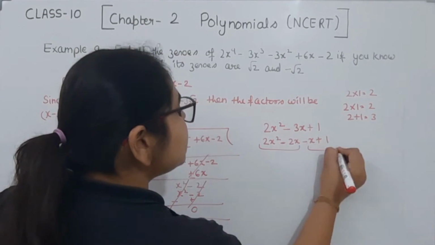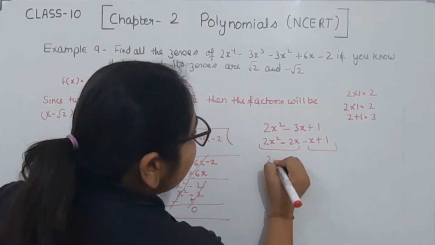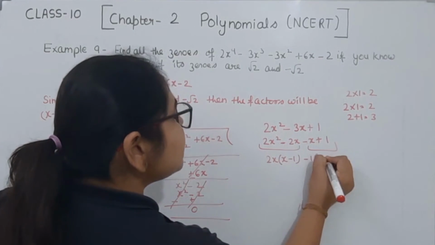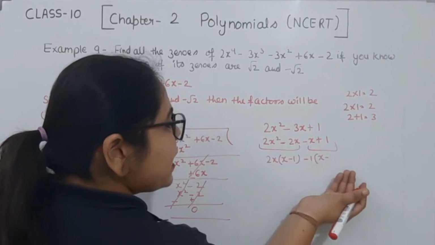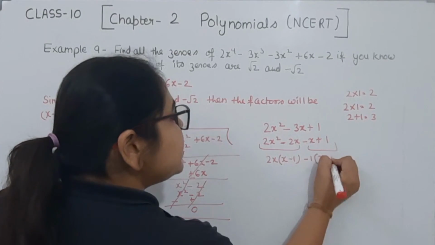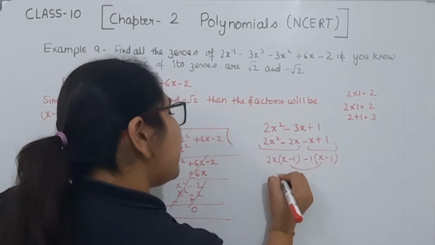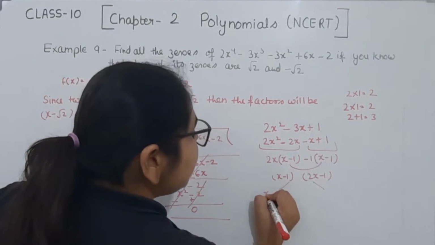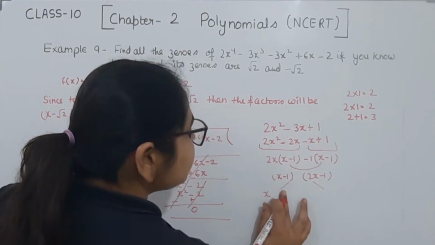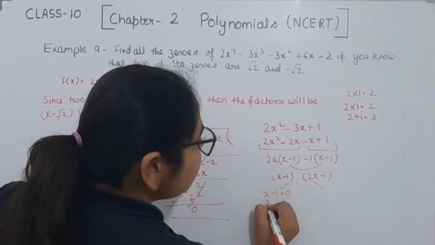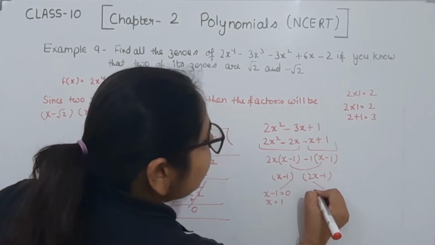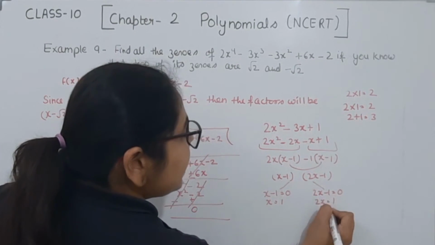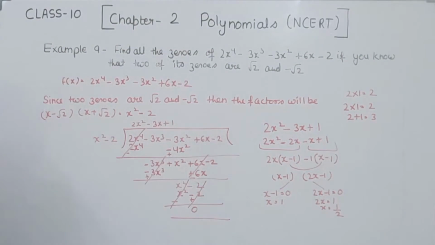I am going to take common from these two, then these two. So this one will have 2x, so we will have x minus 1. Here we are going to take minus 1, so we will have x. Because we are taking minus outside the bracket as common, the inside of the bracket will change. So we have x minus 1, and here 2x minus 1. First, x minus 1 is equal to 0, so x is equal to 1. Here 2x minus 1 is equal to 0, and 2x is equal to 1, so x is equal to 1 by 2.